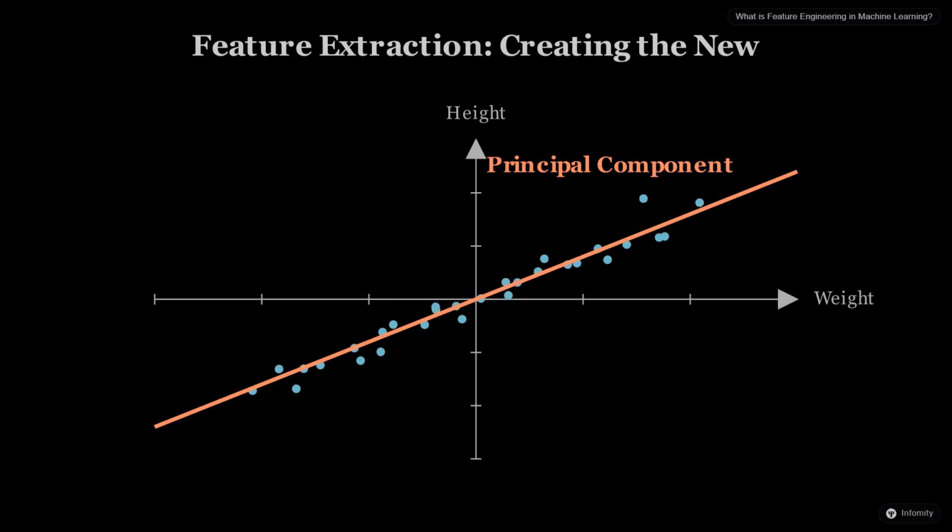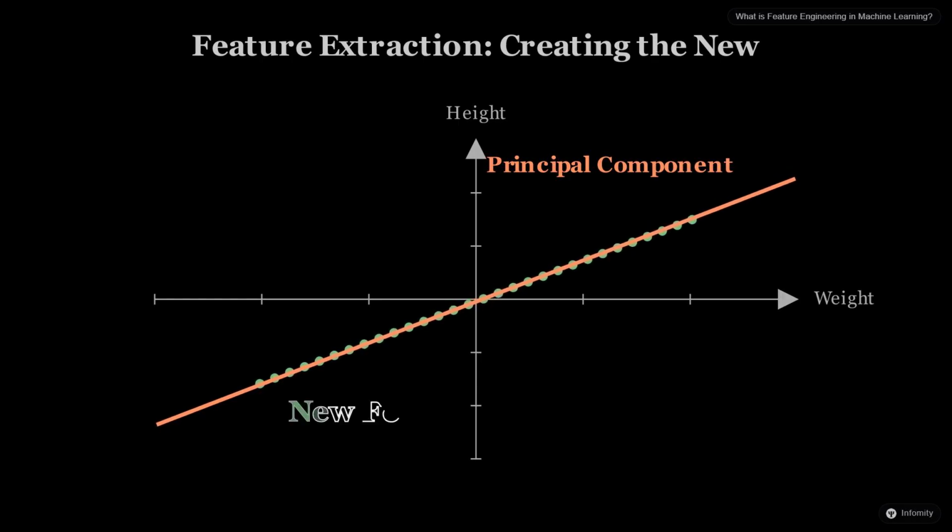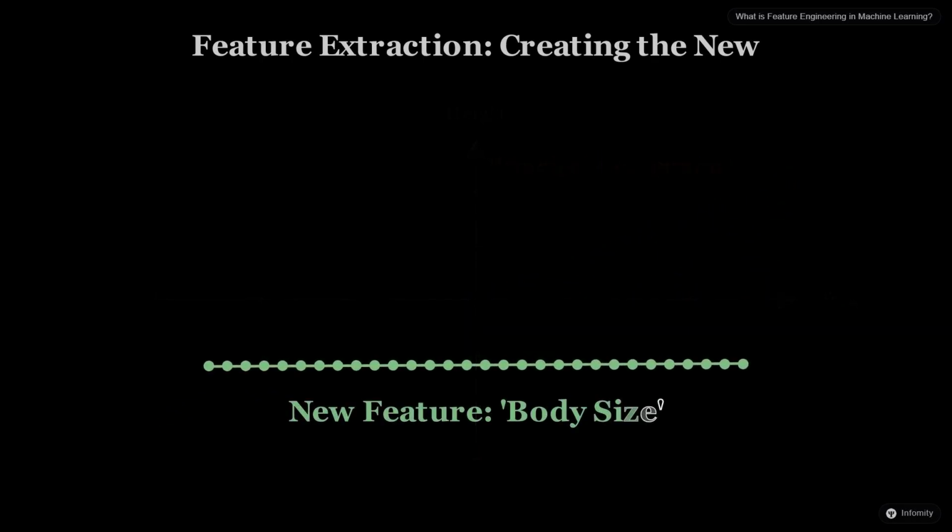Another powerful extraction technique is Principal Component Analysis, or PCA. PCA can transform a set of possibly correlated features into a smaller set of uncorrelated features, called principal components, which capture most of the variance in the original data. This effectively reduces the dimensionality while retaining valuable information, helping models to learn more efficiently.